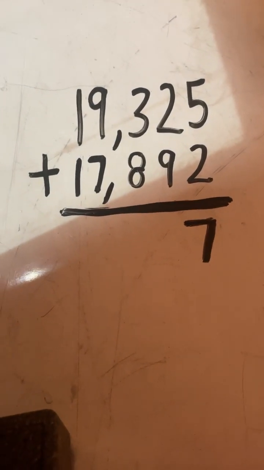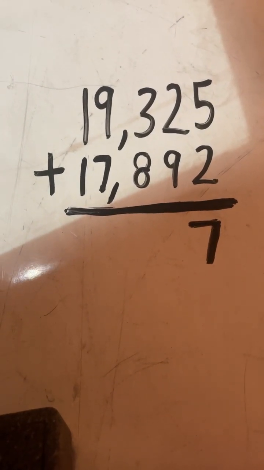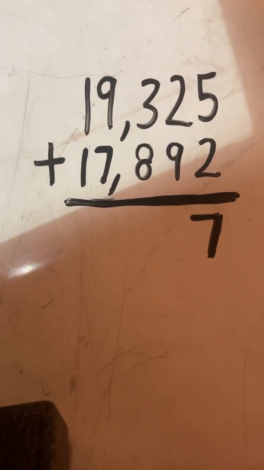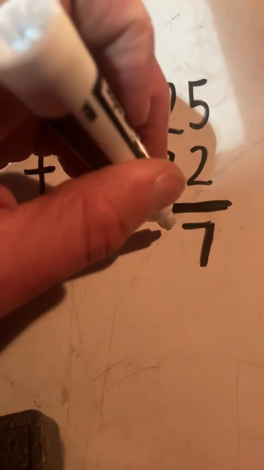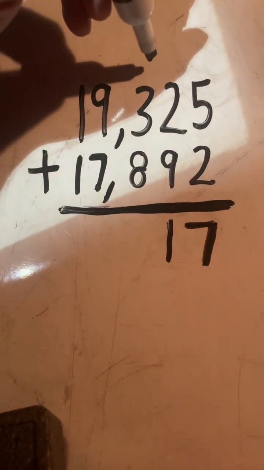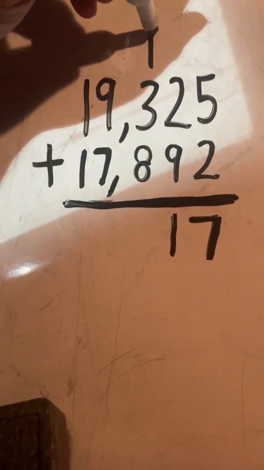And we are going to add 2 plus 9. 2 plus 9 equals 11. Because our sum is more than 10, we do need to regroup in the tens place. So the 1 in the number 11 is going to go in the tens place. The other 1 in the number 11 is going to get carried over to the hundreds place.